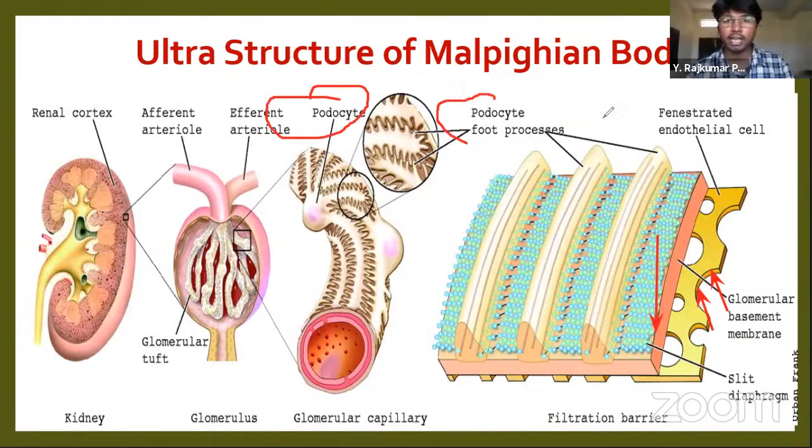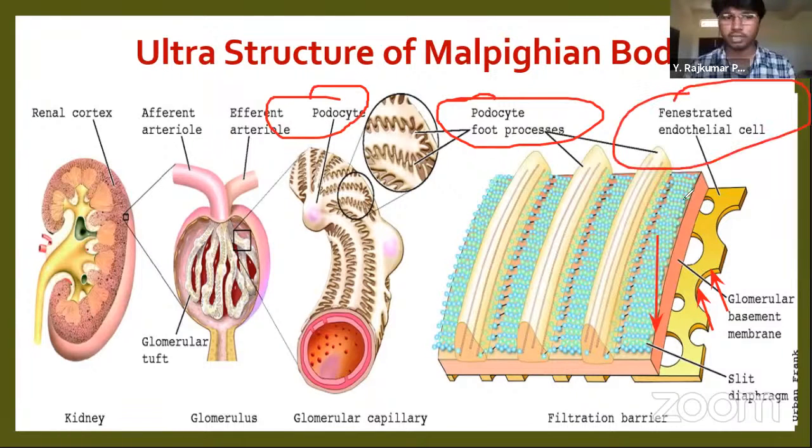These podocytes have foot processes, and there are fenestrations in endothelial cells which allow the passage of the urine. So the blood gets filtered and urine comes down, with the help of these podocytes and fenestrations. So through these it will come out. Okay, let's learn further.